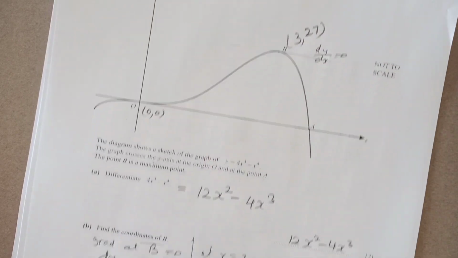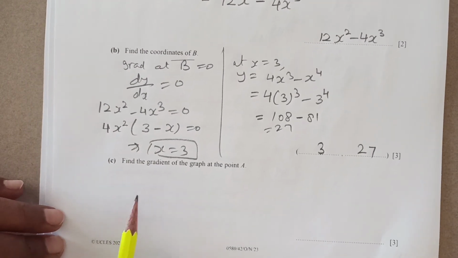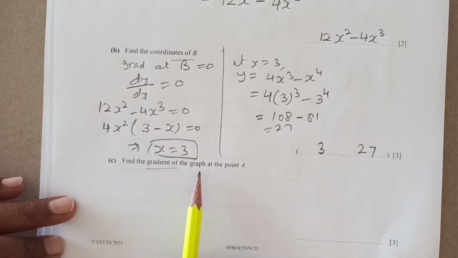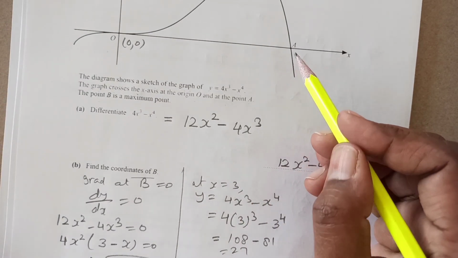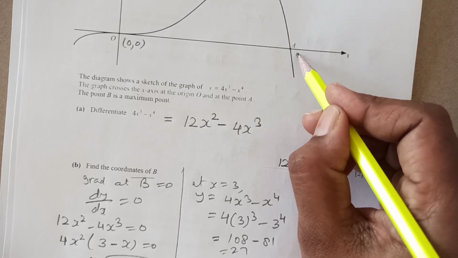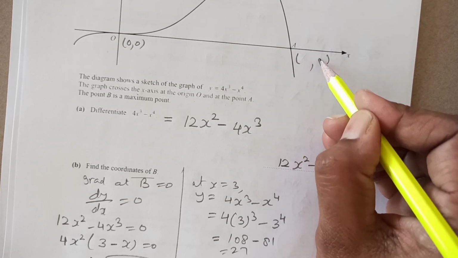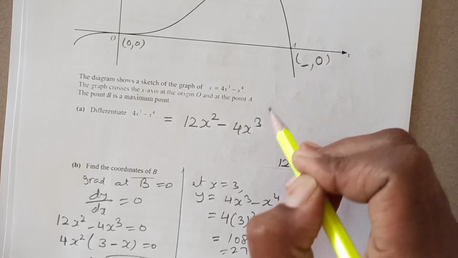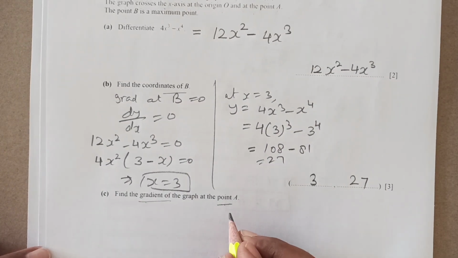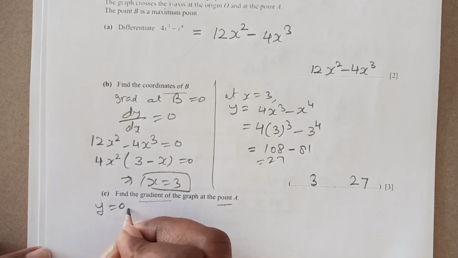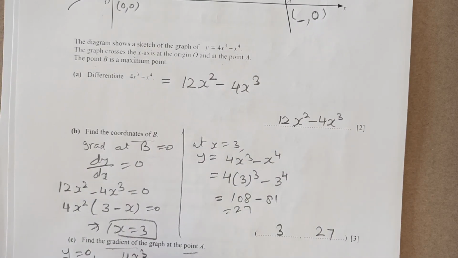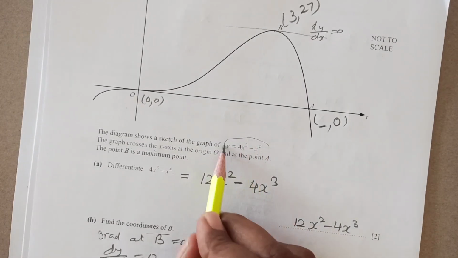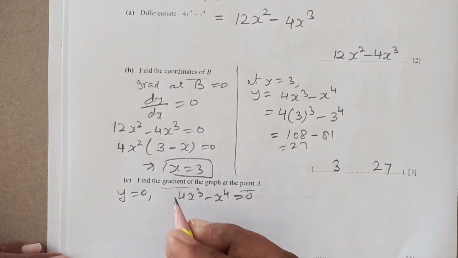Now let's see the next question. Find the gradient of the graph at point A. At A, we don't know the coordinates, but what do we know? The y value is 0. So at point A, y is 0, meaning 4x cubed minus x to the 4 is equal to 0.